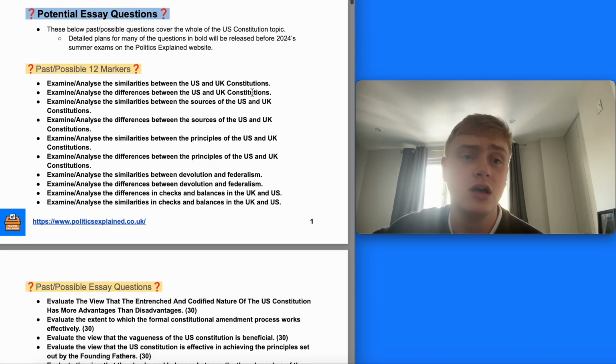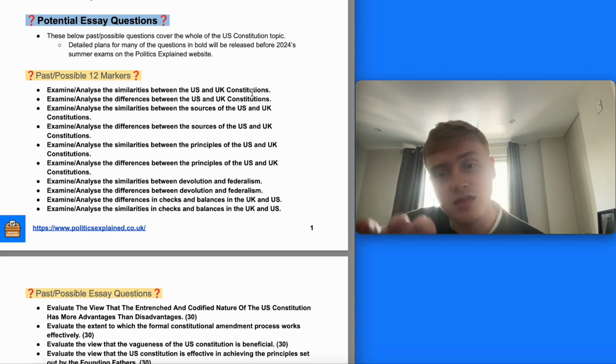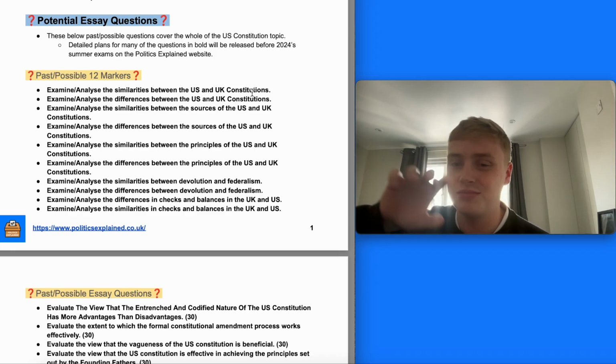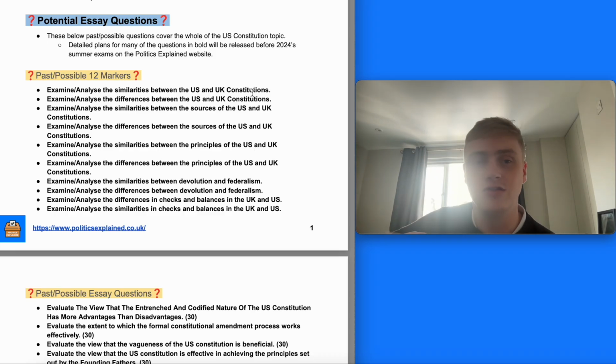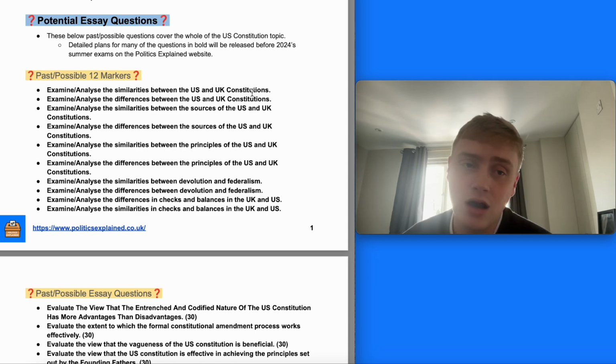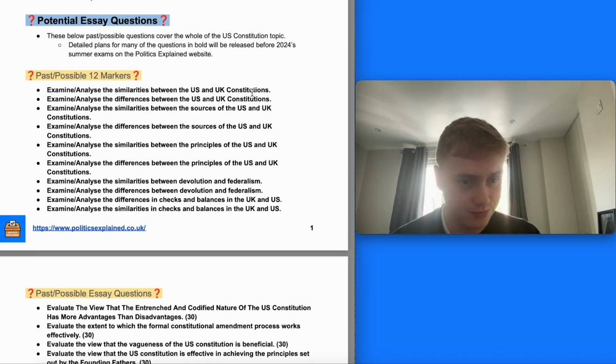In terms of some of the 12 markers and essay questions you could get in relation to this topic, all of these in bold effectively are for the whole of the Constitution topic, because you need to take things from different videos and different parts of the specification, as is often the case with these US essays. But the ideas particularly focused on this, so some of the 12 markers, are the difference between the sources of the US and the UK constitutions, and overall similarities between the US and the UK constitutions.